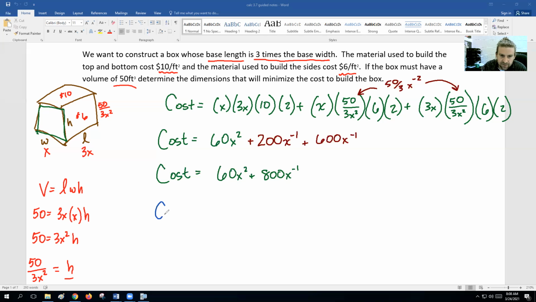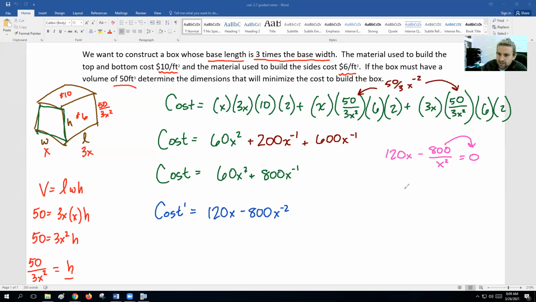Now that we've simplified, we can take the derivative. So what's the derivative of the cost? Well, 60 times 2, that's 120x. And then, okay, here what we got to do is 800 times -1, which is -800, and drop that down to the -2nd. So we want to now figure out, okay, when does that equal 0? When does 120x and then minus, let's make this 800 over x squared, because that's what x to the -2nd means. When does this equal 0?